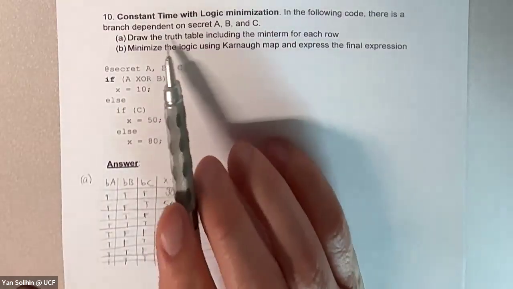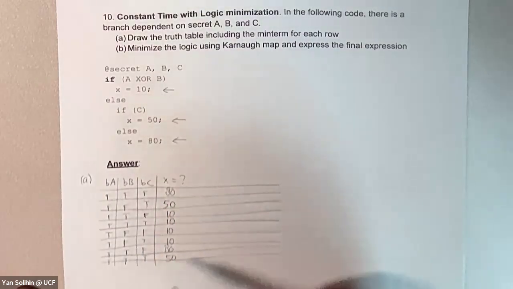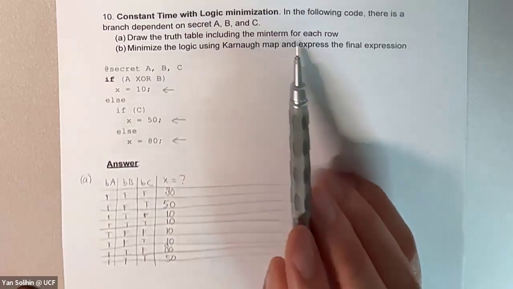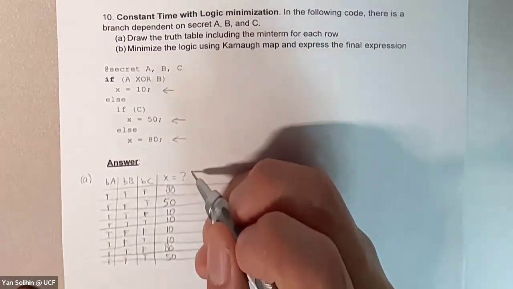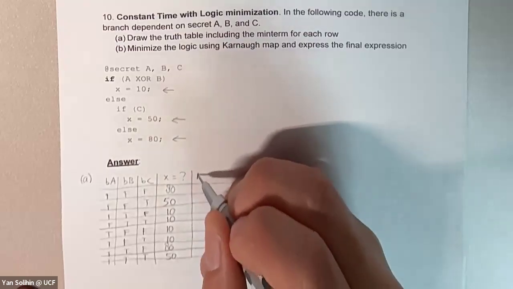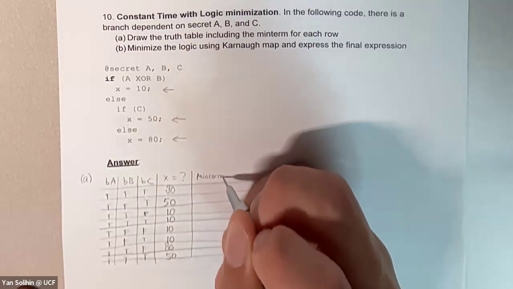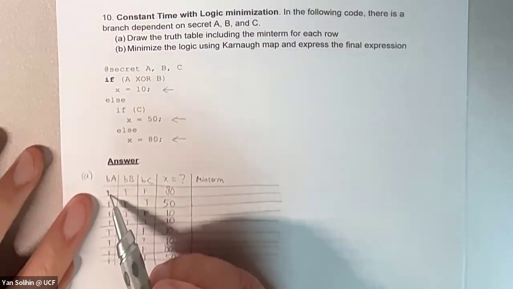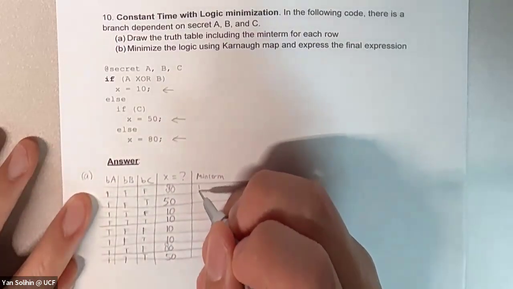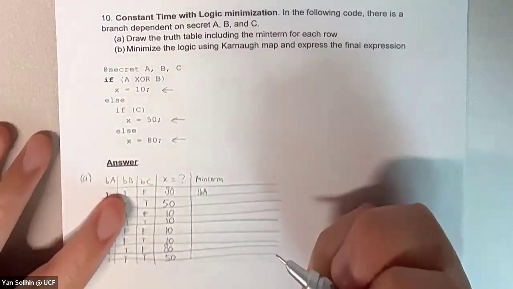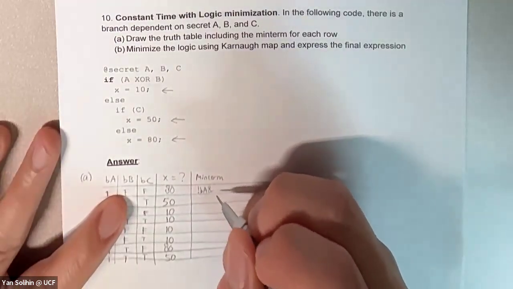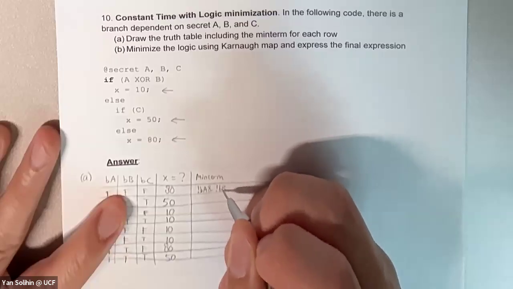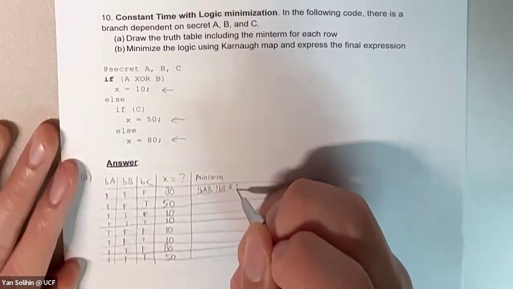So the part one is draw the truth table. So this is the truth table, including the min term, right? So let's draw the min term. So for the min term, we just look at the false. So false means not BA. False, that's a not BB, and not BC.